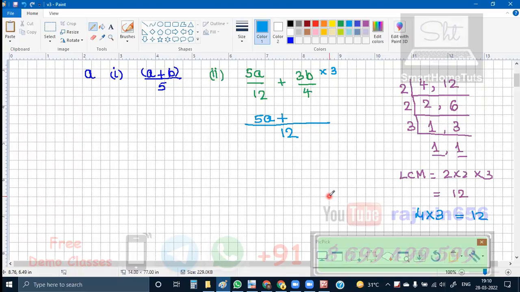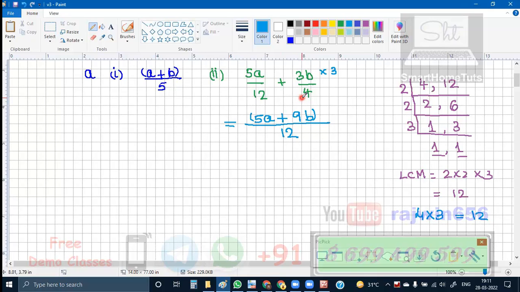I'm repeating the step once again. Here the denominator is 4. 4 multiplied by which number is going to give me 12? 4 multiplied by 3 is going to give me 12. So this term which is there, 3b, I'm going to multiply by 3. Now 3 and 3 are the numbers over here, the digits. So 3 multiplied by 3 is 9. So this is going to come 3 into 3 is 9 and b is going to remain as it is. This is your final answer. 5a plus 9b divided by 12. This is the simplification that we have done when the denominators are not the same.